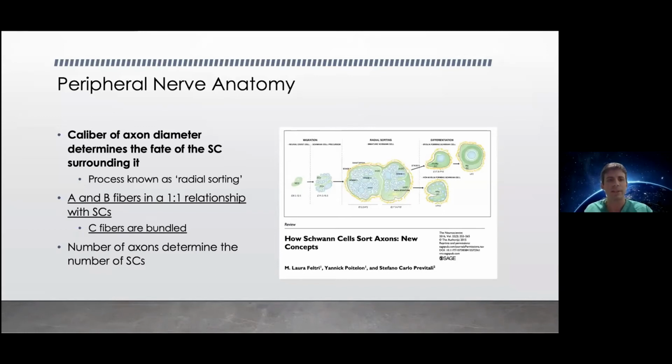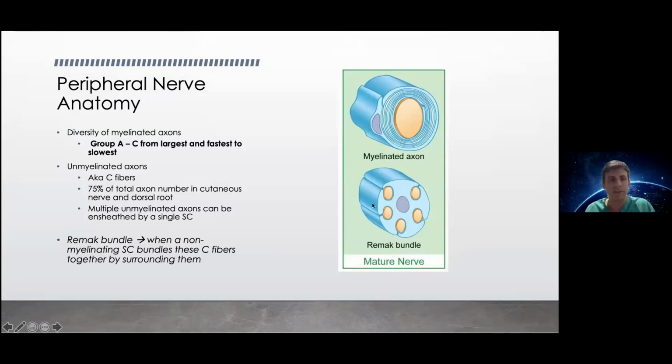This is kind of cool. Basically, the caliber of the axon diameter determines the fate of the Schwann cell surrounding it. So it's very much a conversation between the two cells. The A and B fibers have a one-to-one relationship with Schwann cells, whereas the C fibers are bundled in these Remak bundles. You can see here, the C fibers are the non-myelinated fibers, and a single Schwann cell can sheath several C fibers, versus the A fibers, which are the largest and fastest, C being the smallest.